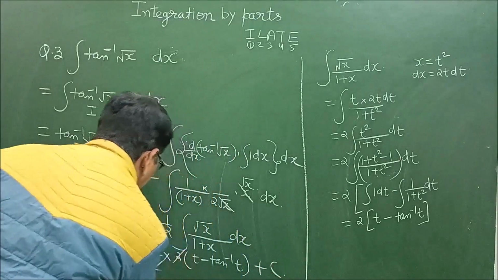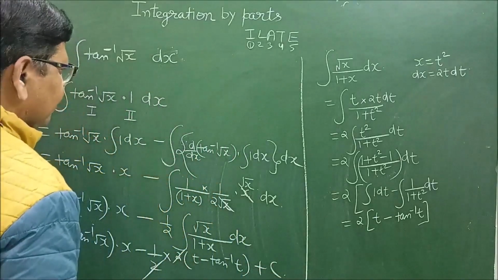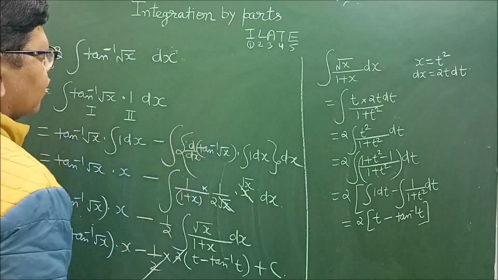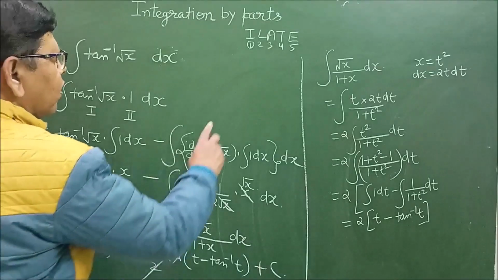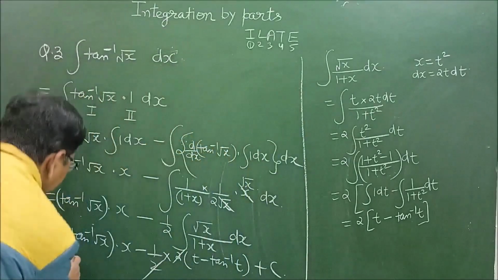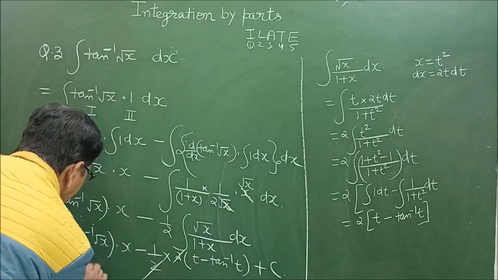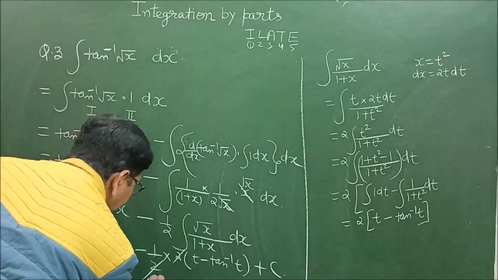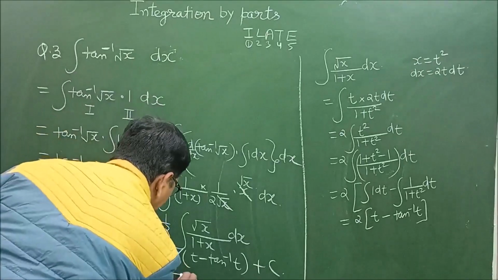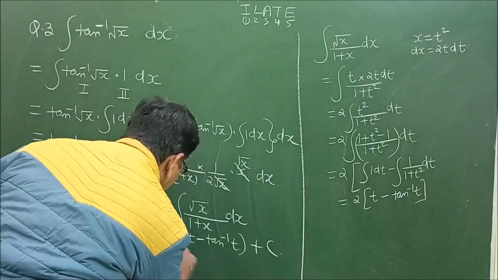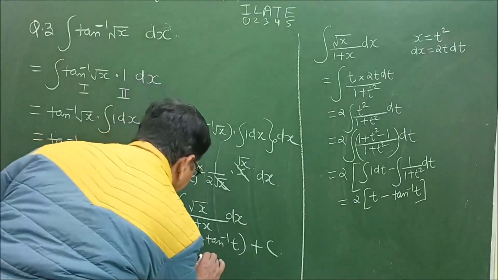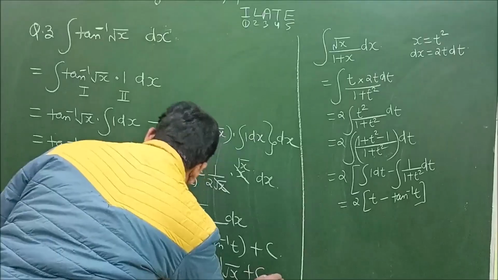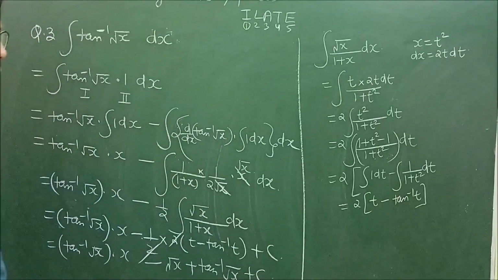Now this 2 and 2 get cancelled and t is equal to under root of x, because x is equal to t square, so t is equal to under root x. So this is equal to tan inverse root x into x minus t, that is root x, plus, minus minus is plus, tan inverse root x plus c. So this is the final answer of the question.